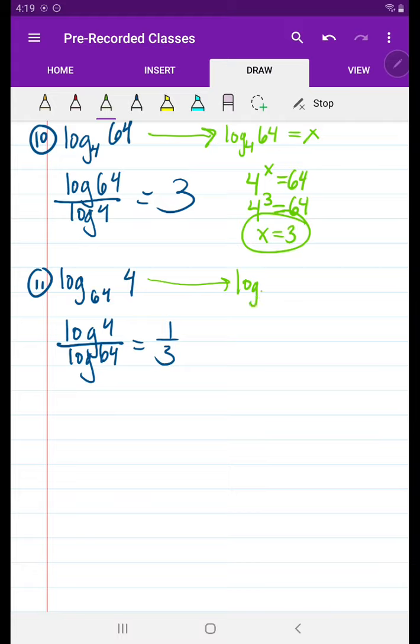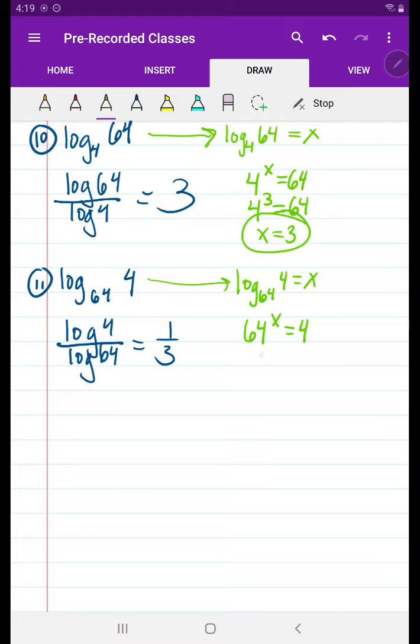And so likewise, for number 11, you can run through the same process there. I could have log base 64 of 4 is x. So then I rewrite this in exponential form. I have a base of 64 raised to the x is 4. So now you have a larger number being raised to an exponent equaling a smaller number. And so whenever you run into a situation like this, you know that your exponent is going to have to be negative.